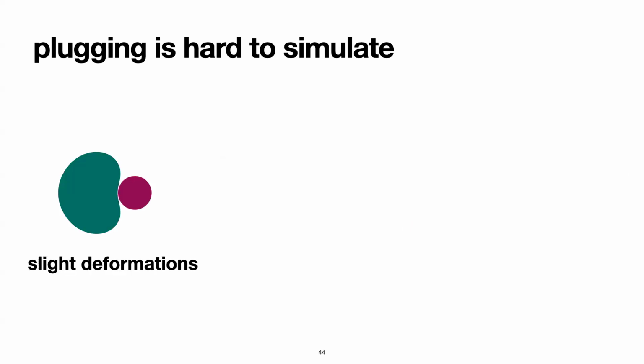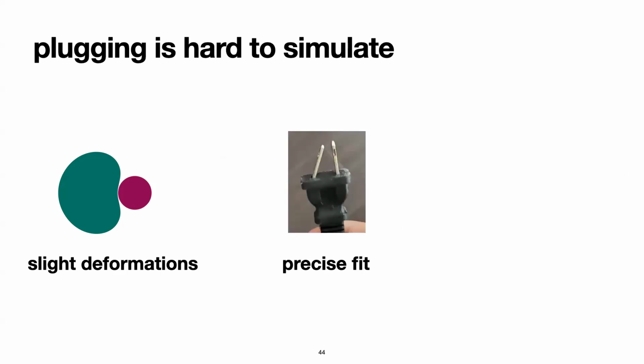It's important to know here that plugging is really hard to simulate, and hard to simulate accurately. This is for a few reasons. The first is that these plugs themselves will have a bunch of slight deformations. They'll squeeze just a little bit when they get into the plug itself. It's actually a very precise fit. For instance, if I take an HDMI cord and I miss by a little bit, it's never going to go in because I'm off by a fraction of a millimeter.